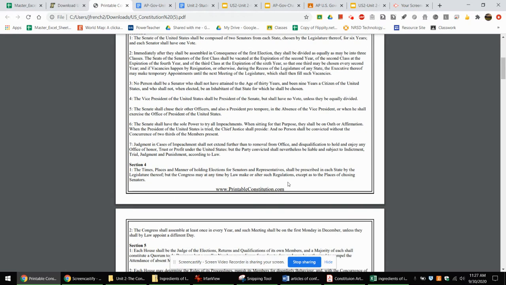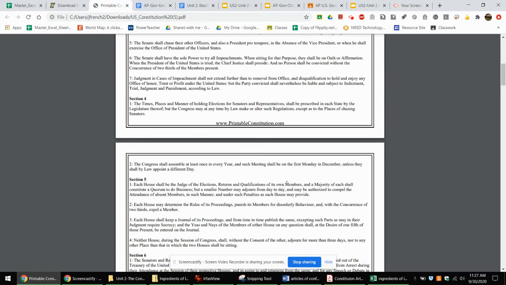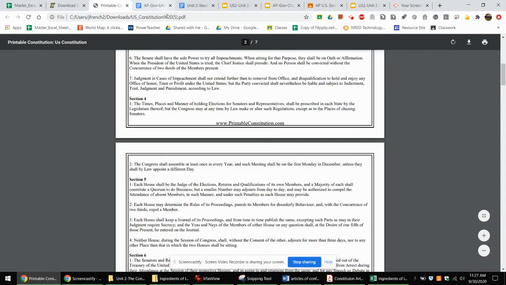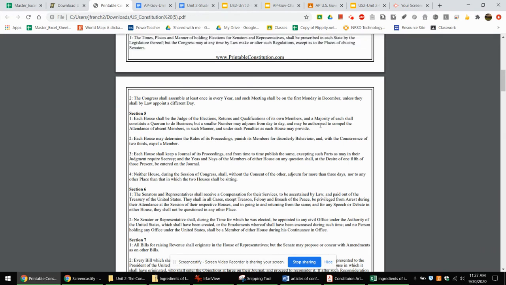Next, we have Section 4, which basically sets up the idea that it's up to the states to decide the elections for members of Congress. Section 5 talks about the quorum. So you need a majority of people in the House and the Senate before they can conduct any business.